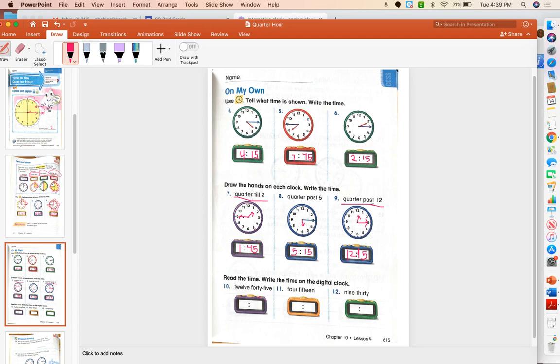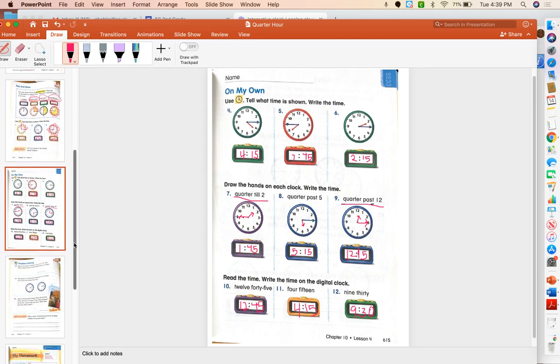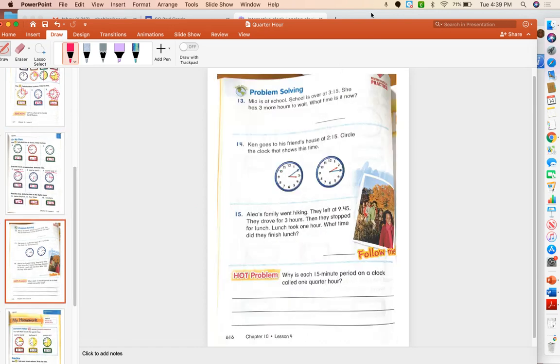Read the time, write the time on the digital clock. Number 10, 12:45. You can do that. 12:45. Number 11, 4:15. And number 12, 9:30. 9:30. Good. All right.